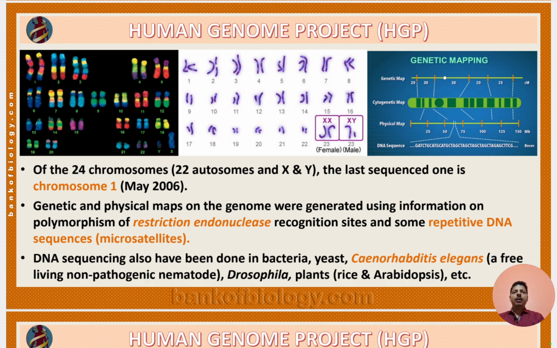Then, of the 24 chromosomes, 22 autosomes and XY, the last one sequenced was chromosome 1, in May 2006. Genetic and physical maps of the genome were generated using information on polymorphism of restriction endonuclease recognition sites and some repetitive DNA sequences, microsatellites. DNA sequencing has also been done in bacteria, yeast, Caenorhabditis elegans, a free-living non-pathogenic nematode, Drosophila, plants, rice and Arabidopsis, etc.